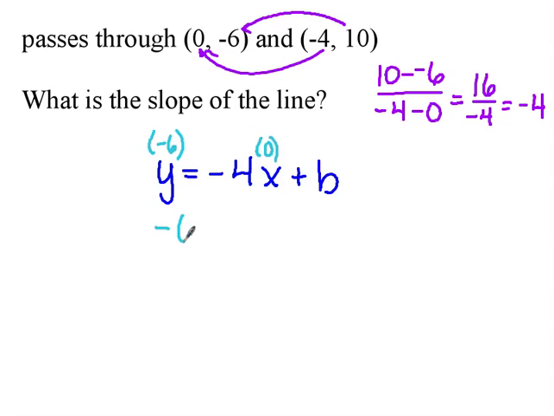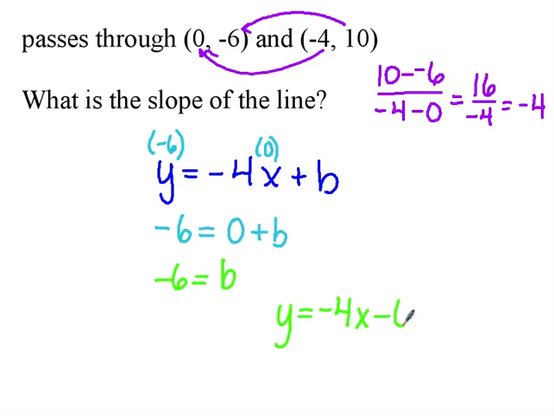So I end up getting -6 equals 0 plus b. What does b equal? -6. So my equation will be y equals -4x minus 6. So first thing you gotta do is have the slope, and then you can plug in any point.